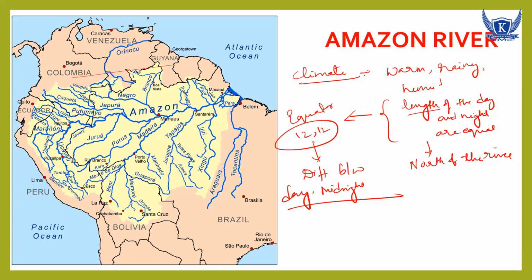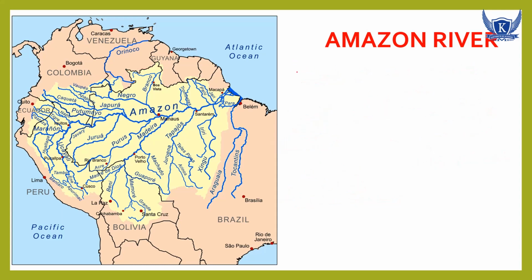Now another question you can expect is, when we learn about the rivers, particularly the rivers in India, we have to learn the important cities which are on the bank of the river. So if you see the Amazon River, Manaus is an important city. It is the largest city located on the banks of the Amazon River. So this is what you have to remember.